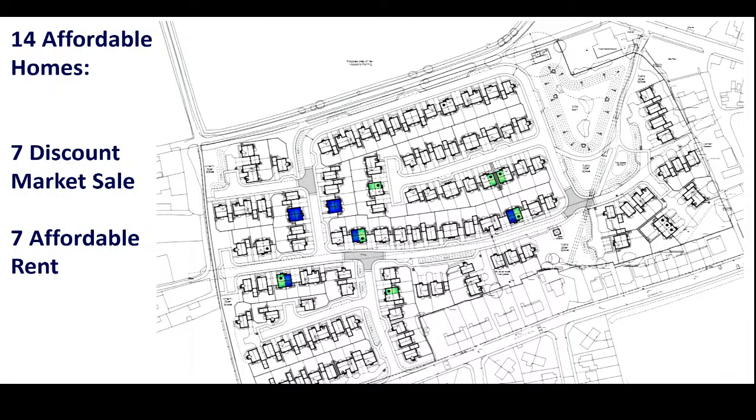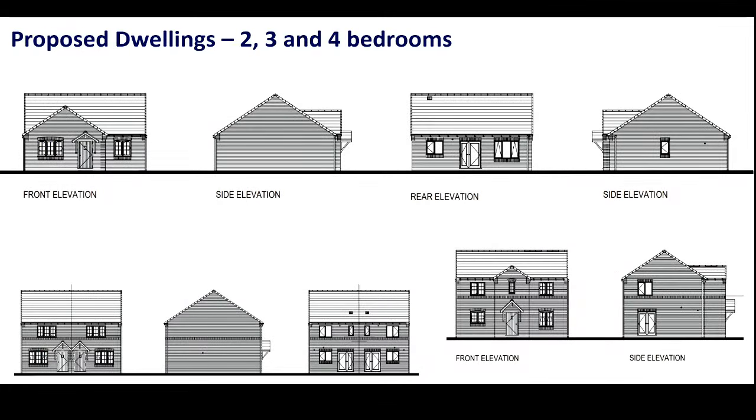So turning next to affordable homes, this slide shows the location of the proposed 14 affordable dwellings. These comprise 7 discount market sale units and 7 affordable rent units. The Council's affordable housing officer supports the proposed affordable housing, recognising it would address both a local need and a county-wide need. So the next slide shows some visuals of the proposed dwellings. So these would be constructed of brick.